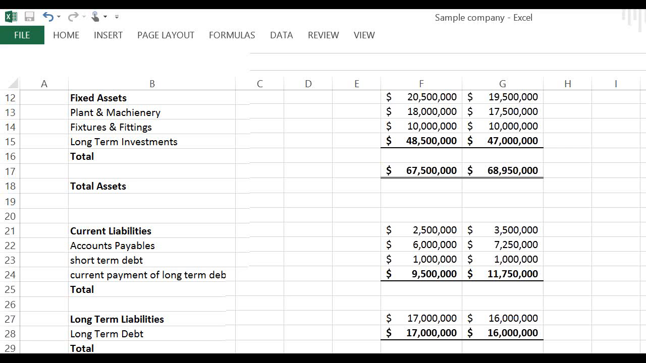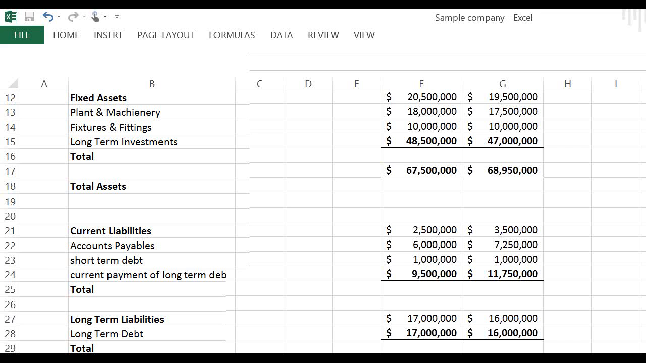For the acid test ratio, obviously we know the formula. It's current assets minus inventories divided by current liabilities. So we press the equal to button. We make a bracket to subtract the inventories. We go to the balance sheet tab. We click on the total current assets. Then we subtract inventory from it. Bracket close, divided by current liabilities.